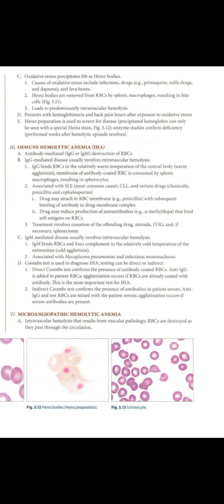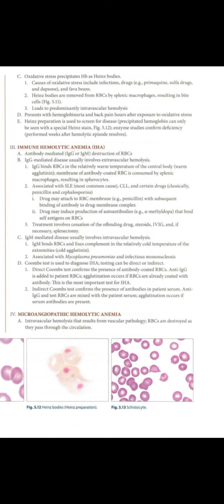Indirect Coombs test confirms the presence of antibodies in patient serum. Anti-IgG and test RBCs are mixed with the patient's serum. Agglutination occurs if serum antibodies are present.